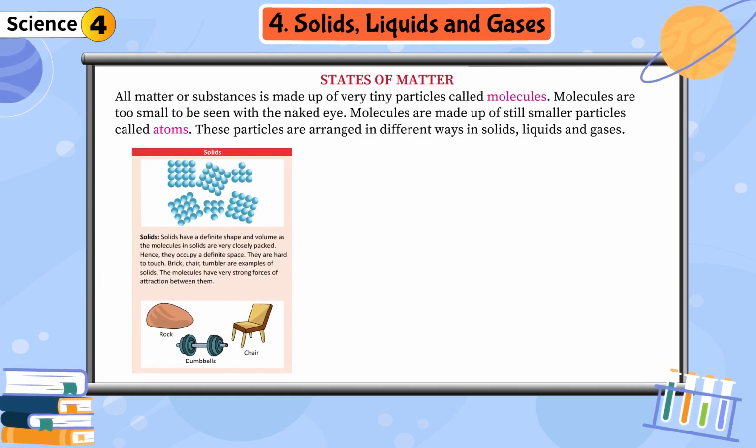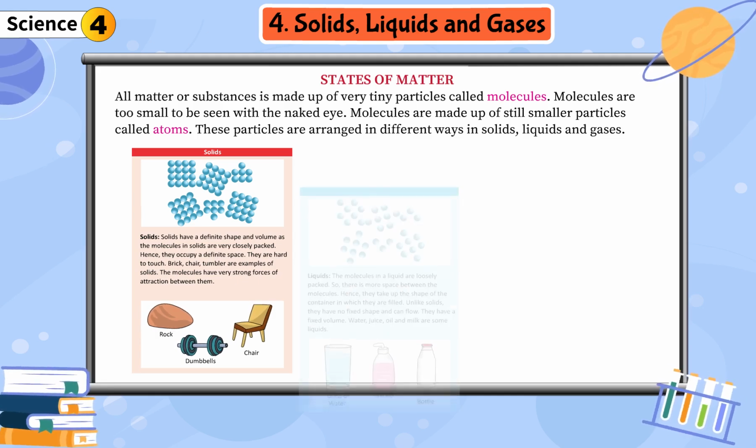Solids. Solids have a definite shape and volume as the molecules in solids are very closely packed. Hence, they occupy a definite space. They are hard to touch. Brick, chair, tumbler are examples of solids. The molecules have very strong forces of attraction between them. Rock, chair, dumbbells.